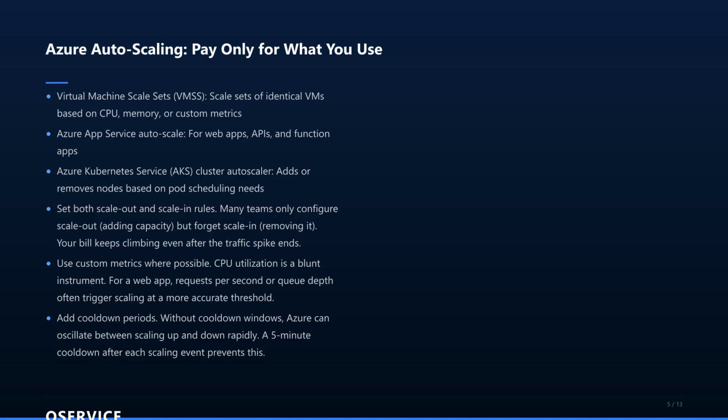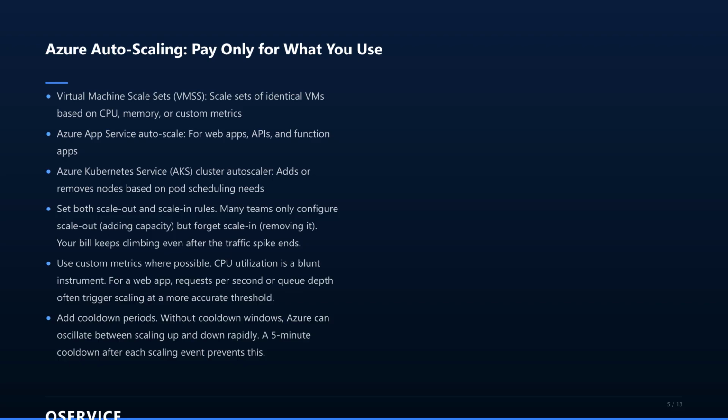Azure Autoscaling, pay only for what you use. Autoscaling is one of the most effective ways to reduce cost in Azure Cloud for workloads with variable traffic. The idea is straightforward. Azure automatically adds capacity when demand spikes and removes it when demand drops. You stop paying for idle compute.